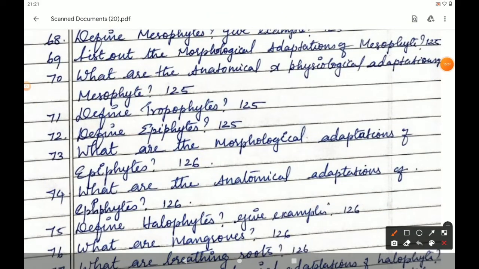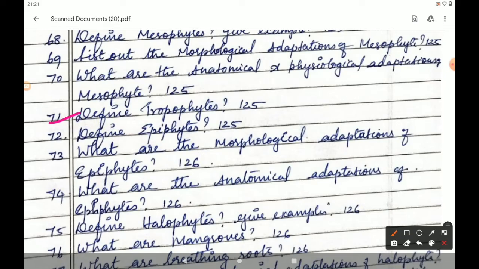Question number 71, define Tropophyte. Answer is given in page number 125. Within the green colored box, Tropophytes are plants which behave as Xerophyte at summer and behave as Mesophyte or Hydrophyte during rainy season.